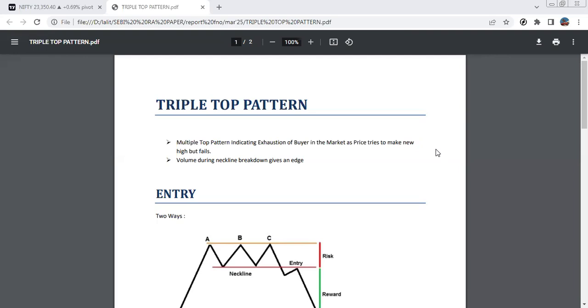Hello friends, an important video about a pattern known as the triple top pattern. In the series of patterns we started several months ago, this is a new pattern, called the triple top. So what is a triple top, how is entry and exit done, what is the stop loss, and some examples we will see.